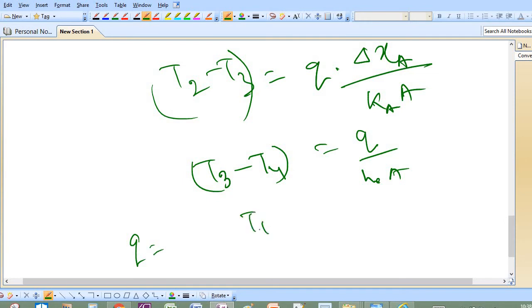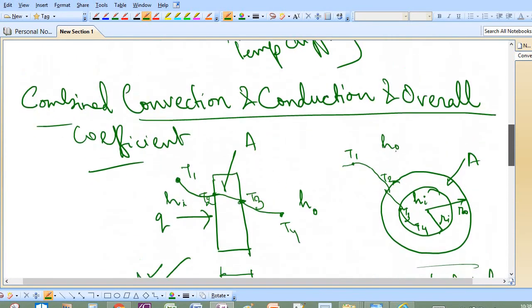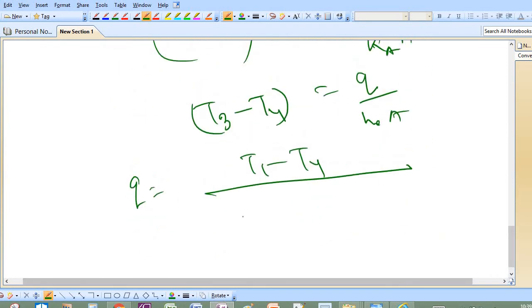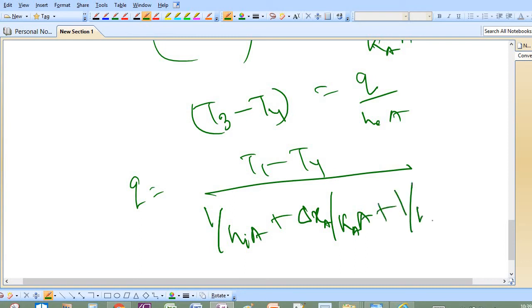Q is equal to T1 minus T4, the overall temperature difference, that is from the bulk fluid at temperature T1 to the bulk fluid at temperature T4. So this is T1 minus T4 divided by 1 by HIA plus delta XA by KAA plus 1 by HOA.